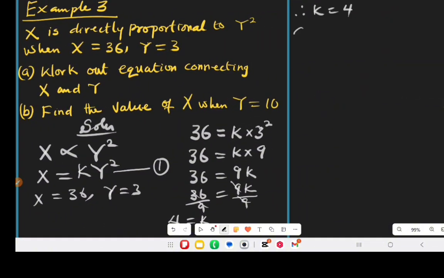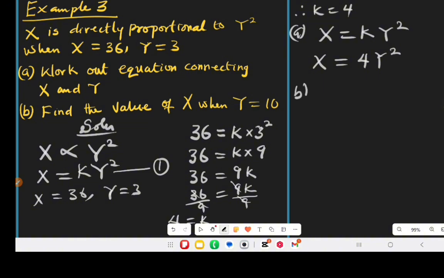Now, we are answering part A. Work out the equation connecting x and y. The equation connecting x and y, we copy down equation 1, which is x equal to k y squared. In place of k, we put 4. We have x equals 4 y squared. So this is the equation connecting x and y.